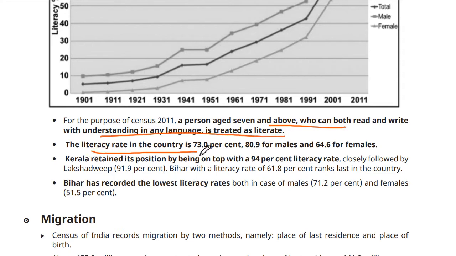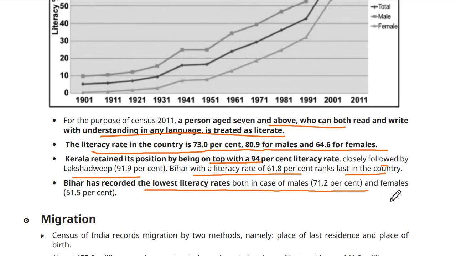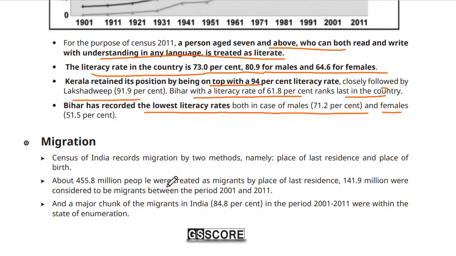The literacy rate in the country is 73%, 80.9% for males and 64.6% for females. Kerala retained its position at the top with a 94% literacy rate, closely followed by Lakshadweep at 91.9%. Bihar, with a literacy rate of 61%, ranks last in the country. Bihar has recorded the lowest literacy rate in the case of both males, 71.2%, and females, 51.5%.